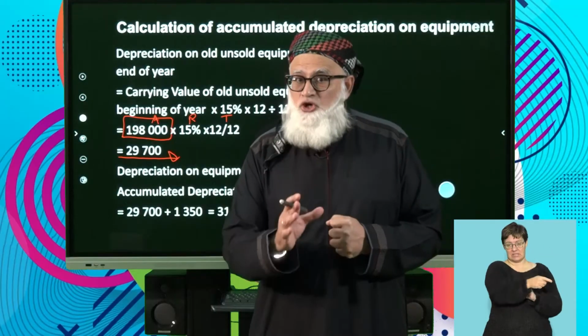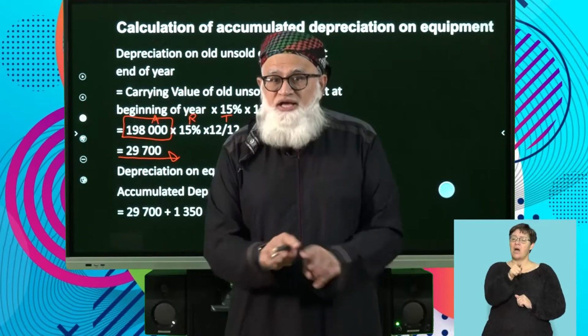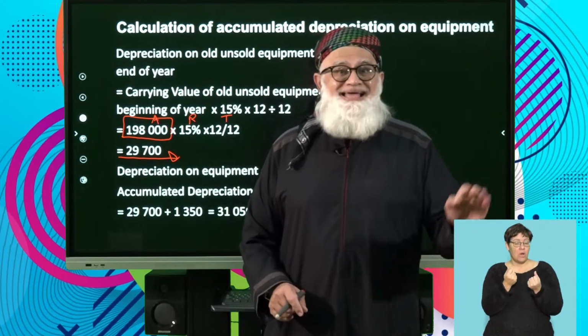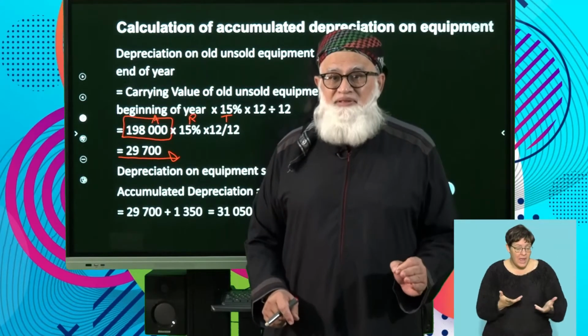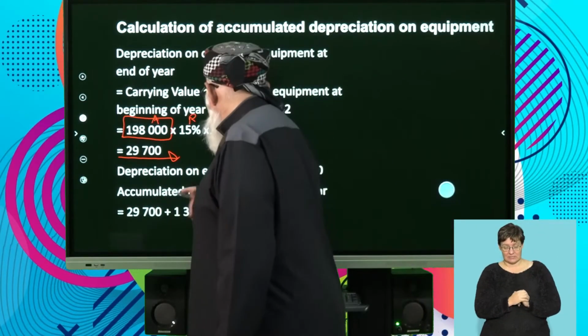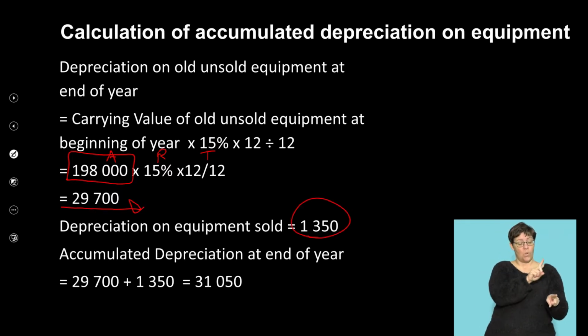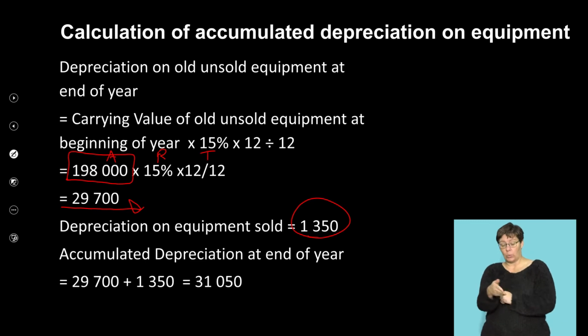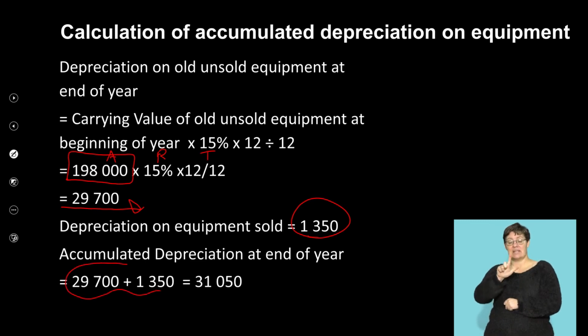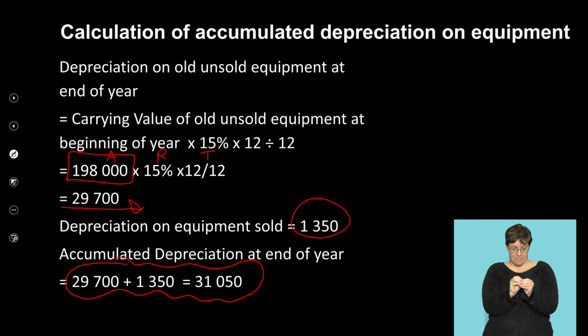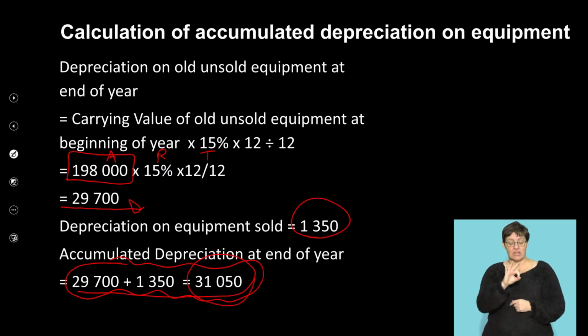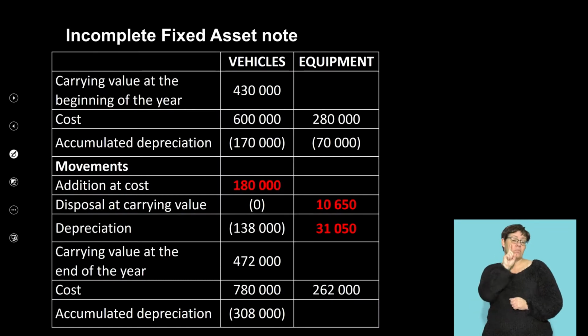Right. Remember I told you, you need the total figure for your depreciation figure in your note number 3. Therefore, watch. Your sold equipment, 1,350, we calculated. Your unsold at the end of the year was the 29,700. Therefore, add the two components together, and that then gives you your total accumulated depreciation of 31,050. Let's look at what it looks like. Here we go. Can you see?